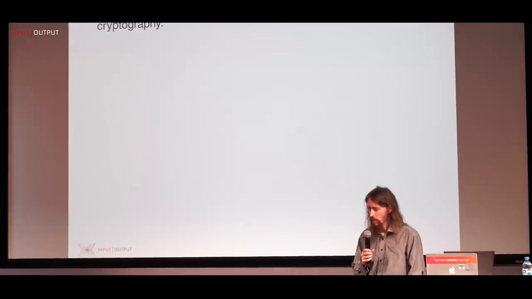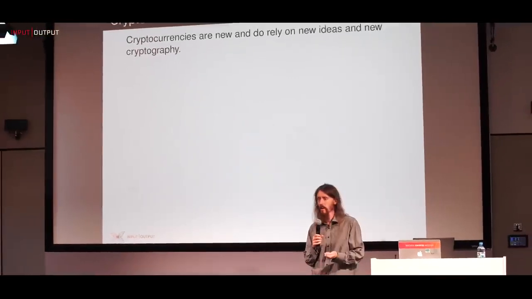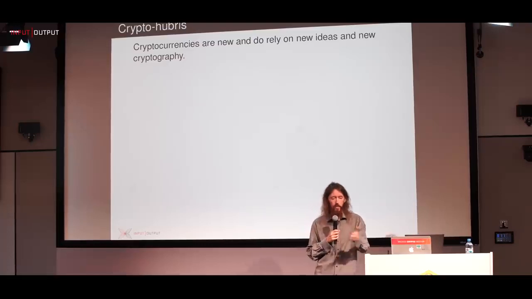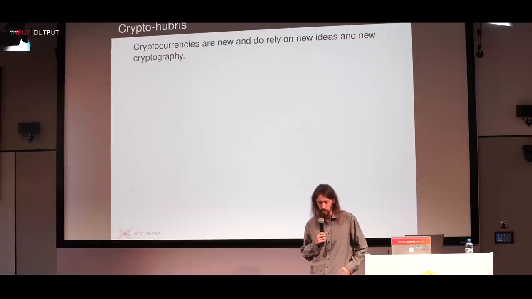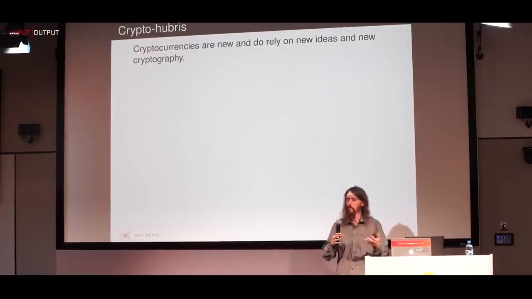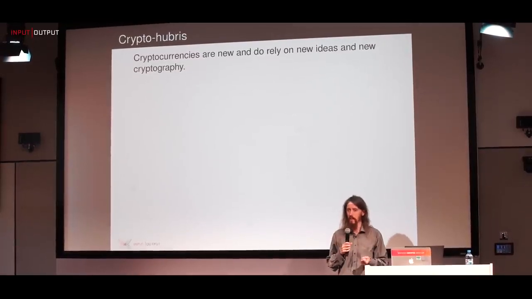Hubris. Cryptocurrencies are new things, and they rely on a lot of new ideas. They rely on new cryptography, particularly the proof of stake protocols, and everything after Bitcoin relies on new cryptography. But it's easy for people who have been building those kinds of systems to think that the rules of how the world works don't really apply to them anymore.